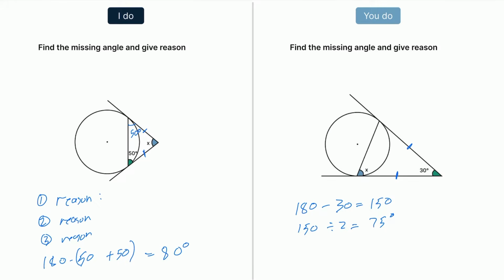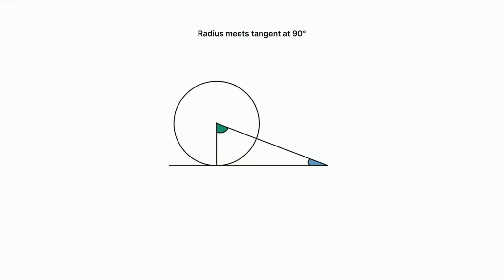Again, reason 1, the reason this is 50 is because the two tangents drawn from the same point are of equal length. The reason this is 75 is because, well, it's an isosceles triangle, and base angles in an isosceles triangle are the same. Remember to state your reason.